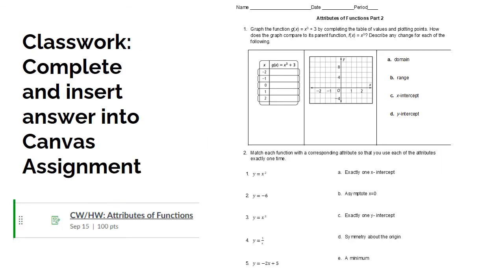So classwork. We took a little longer, but the last part of class, you're working on this. The classwork to complete and insert answers in Canvas assignment. So you have the paper, and you're going to insert the answers into the Canvas assignment. And that's it. We made it.